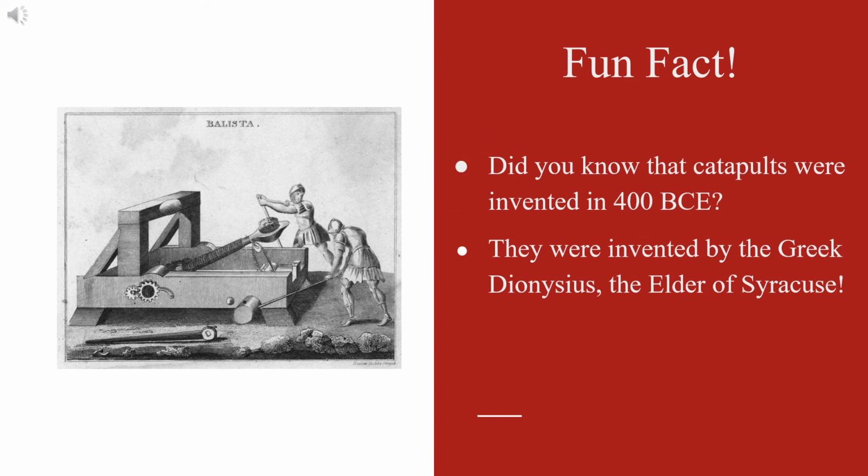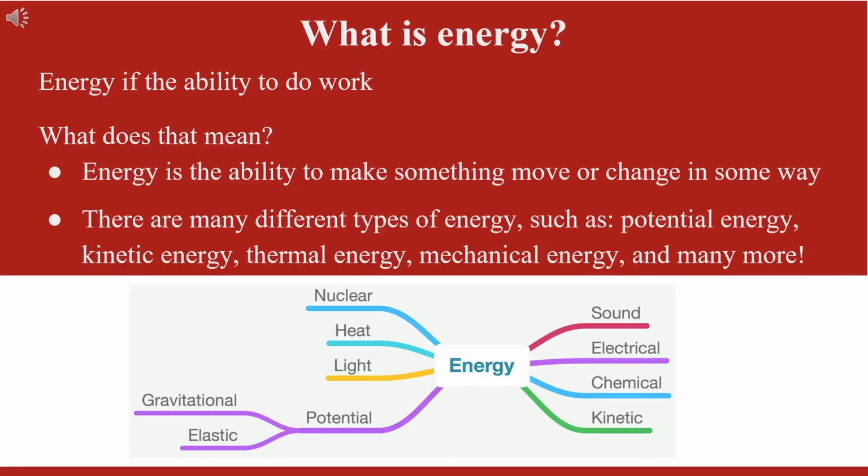Today we're going to be talking about catapults. Did you know that catapults were invented in 400 BCE? That was 2,420 years ago. They were invented by the Greek Dionysius the Elder of Syracuse.